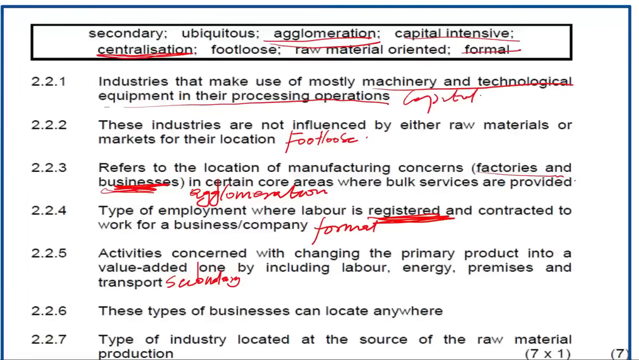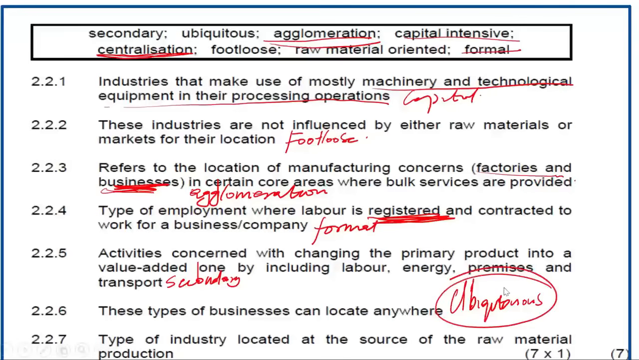And then this type of businesses can locate anywhere. They can locate anywhere. These industries are your footloose industries. Actually, this one will not be your footloose. This one will be your ubiquitous industries. This will be your ubiquitous industries.